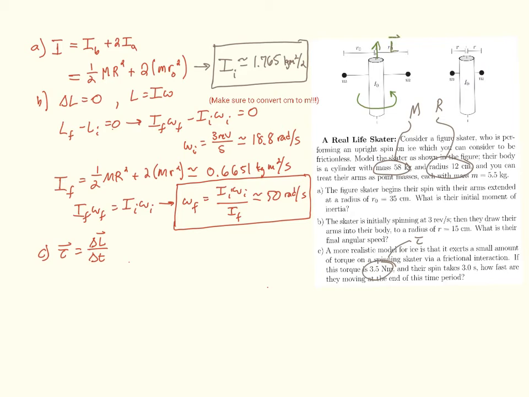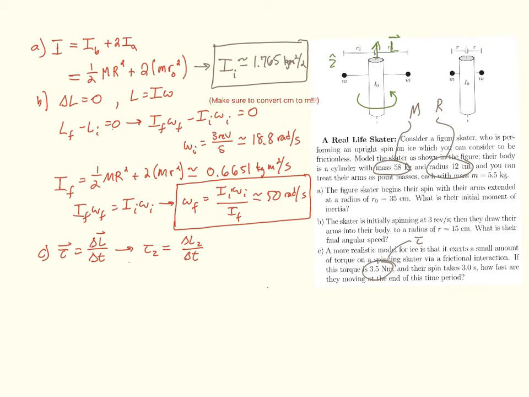So I'm going to call that upwards direction the z-hat direction. Then I can rewrite my torque expression in the z-hat direction. So this is going to be torque z equals delta LZ over delta t. What do we expect is going to happen to delta LZ and to the torque in the z direction?